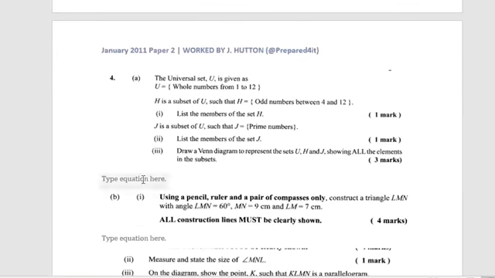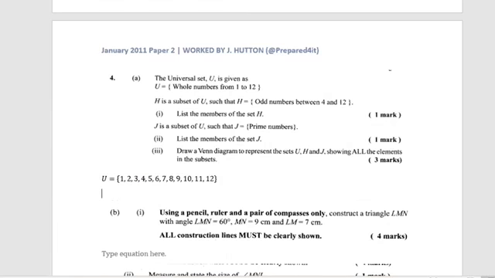So part 4 now says, A, the universal set is given as union is equal to all numbers from 1 to 12. So union is equal to 1, 2, 3, 4, 5, 6, 7, 8, 9, 10, 11, 12. And it says H is a subset of U such that H is equal to odd numbers between 4 and 12.